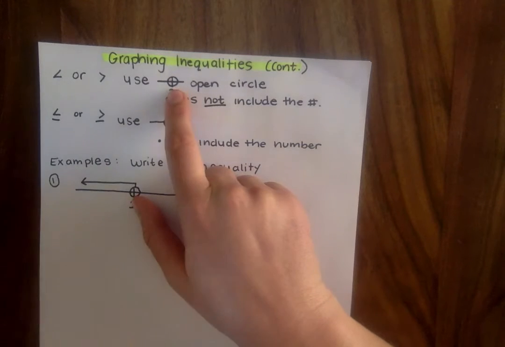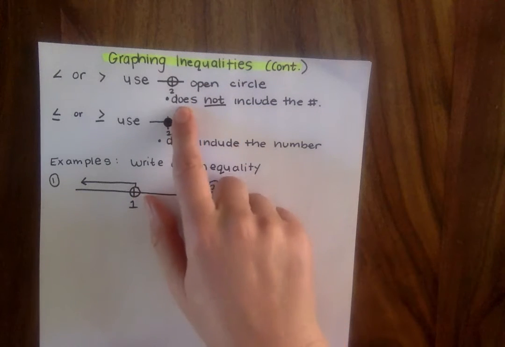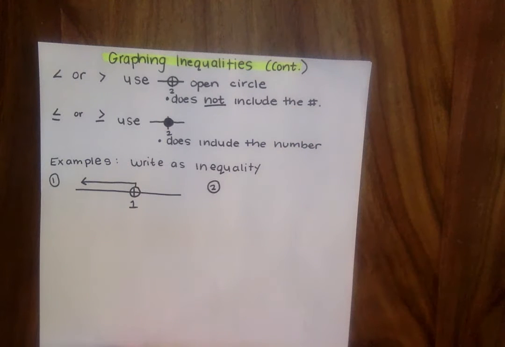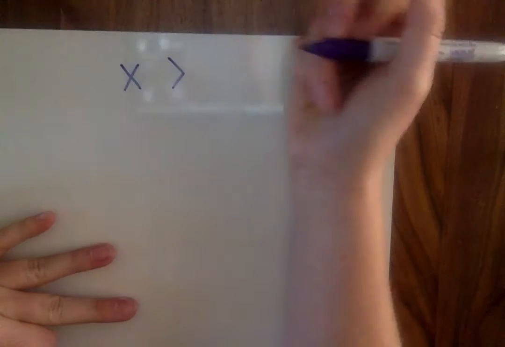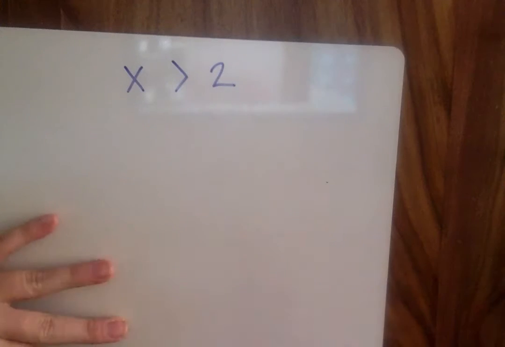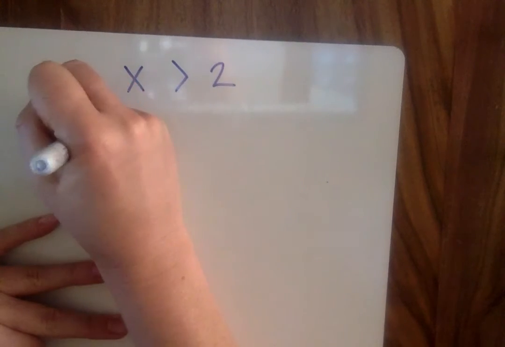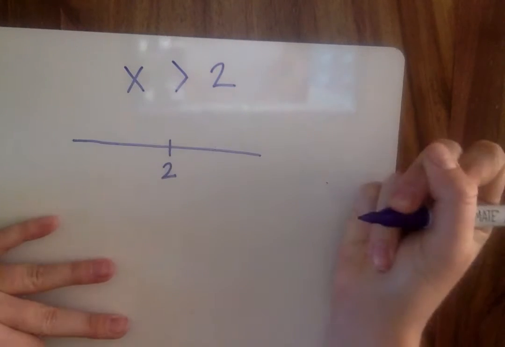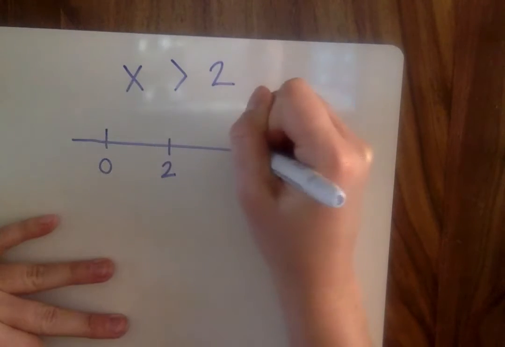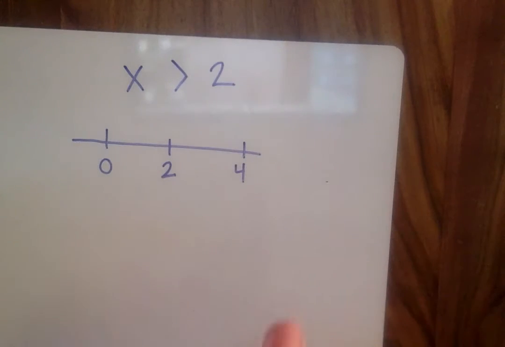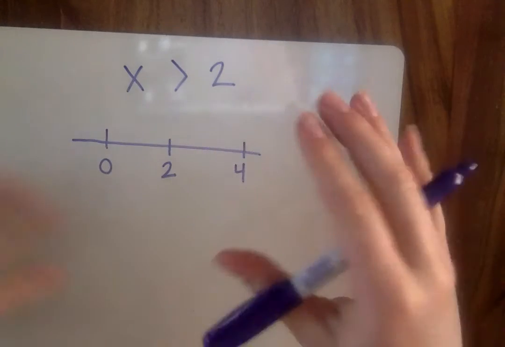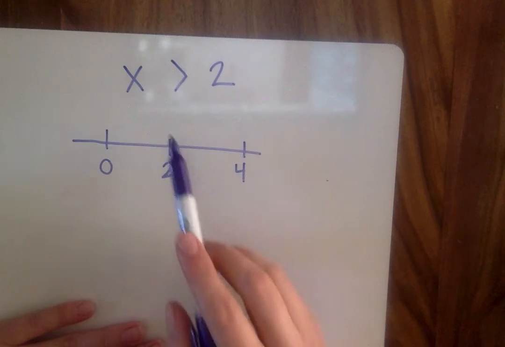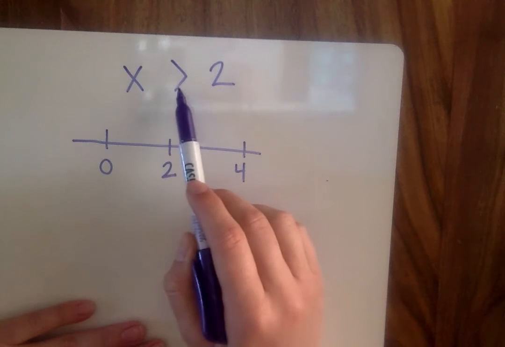You'll use an open circle to show that it does not include whatever number is on there. So for example, if I had x is greater than 2, my first thought is, if I want to graph this, I need to draw a number line. I want to plot the number I am showing, so there's 2, and then I always show something to the left and to the right, just for context, to help me understand where I'm at on my number line.